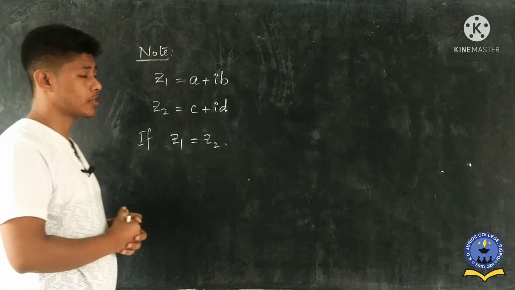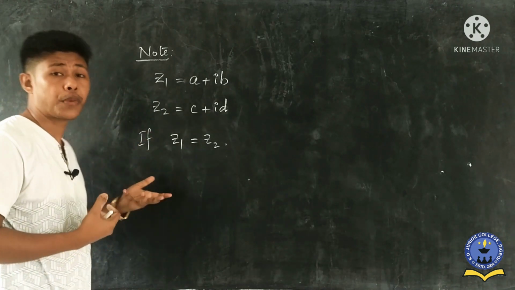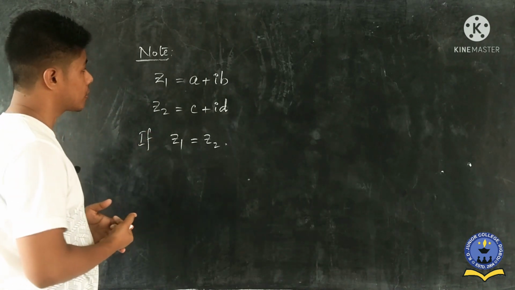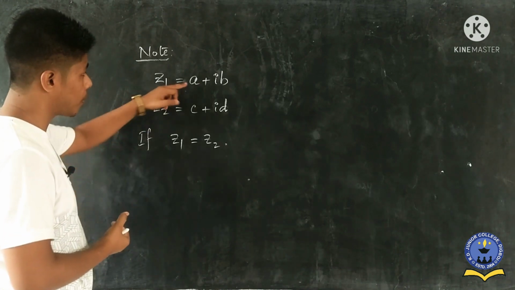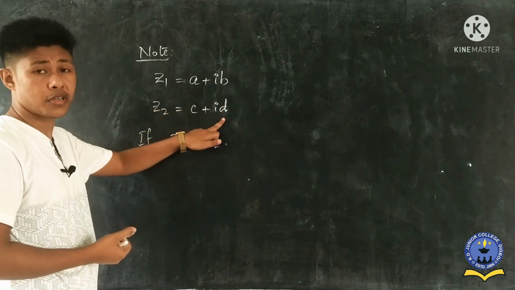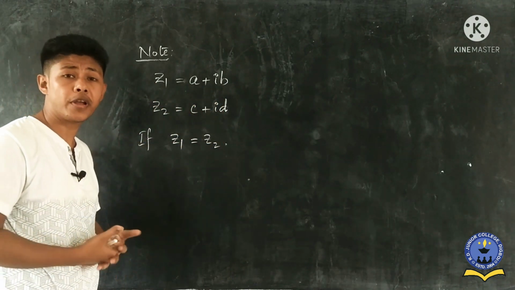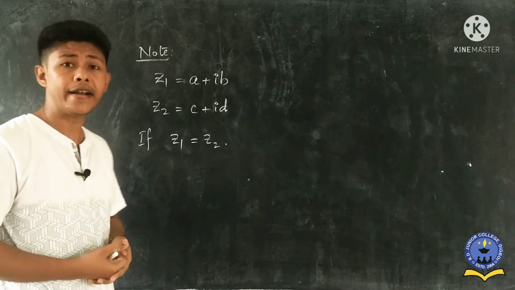If we get this condition, then it is known as complex numbers being equal. In this case, the complex numbers are equal: the real part is equal to the real part, as well as the imaginary part is equal to the imaginary part. So how can we say these two complex numbers are equal?